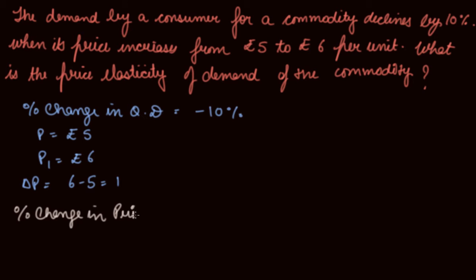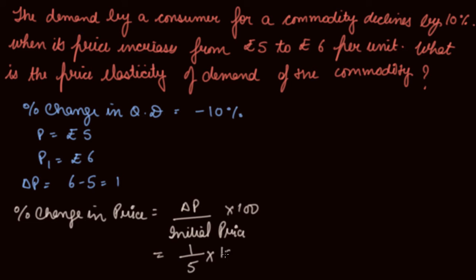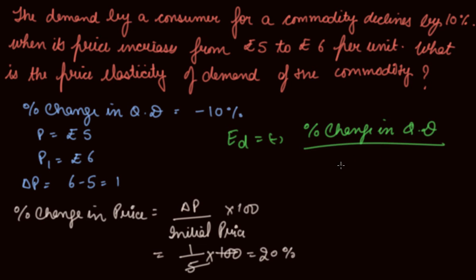So you can find out the percentage change in price from this. How you find out the percentage? Your change in price upon your initial price into 100. So your change in price is 1, initial price is 5 and it is 100, so 20%. Right? So we can find out the elasticity of demand by the formula minus percentage change in quantity demanded to the percentage change in price.